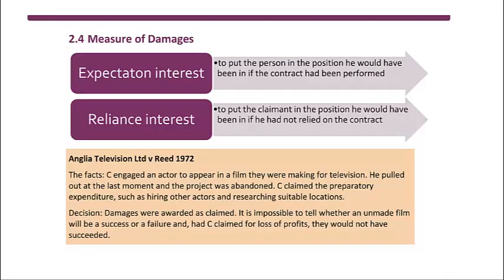So that's the first test. That is the test of remoteness of damage. The second test is the measure of damage. Well, there's two ways we can measure damages. One is what we call the expectation interest. Now, the purpose of the expectation interest is to put the person in the position that he would have been in if the contract had been performed.